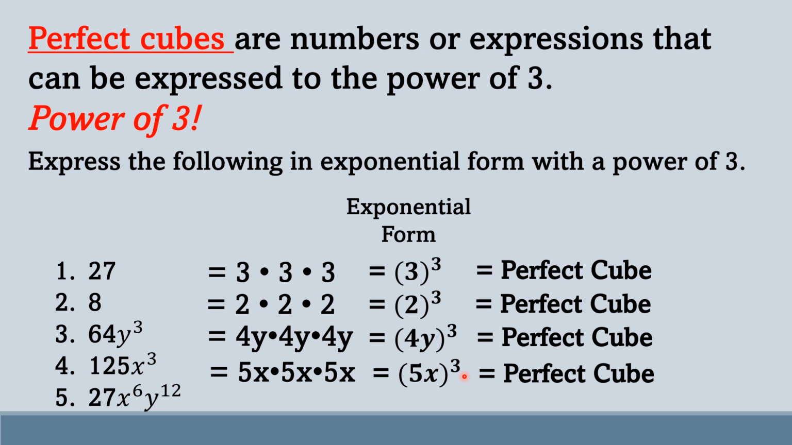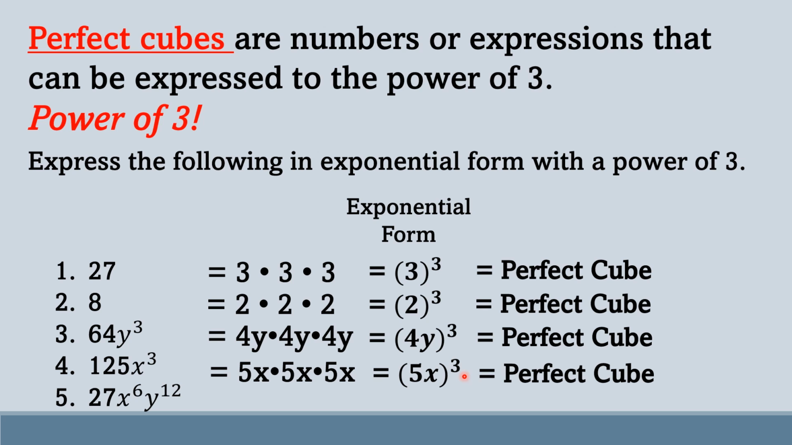Next, we have 27x to the 6th power, y to the 12th power. So, we have there the numerical coefficient, which is 27, is a perfect cube. The variable x, or the literal coefficient x to the 6th power, is also a perfect cube. And y to the 12th power is also a perfect cube.